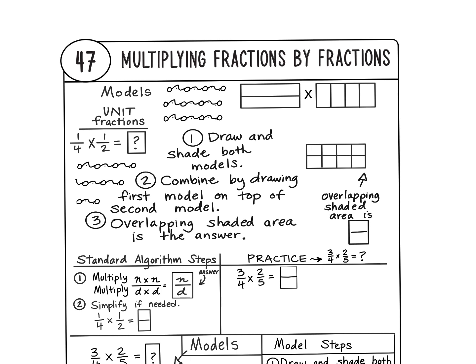So today what we're looking at is models and also the standard algorithm. So if I'm looking at this part here, I have unit fractions. A unit fraction is whenever you have a 1 involved. So it's just one part of a whole, okay? If I want to model that, then what I'm going to do is draw and shade both models. So I've got two models drawn. They're about the same in size. So what I'm going to do is represent 1/2 in this one that's split into two parts. So I'm going to shade one.